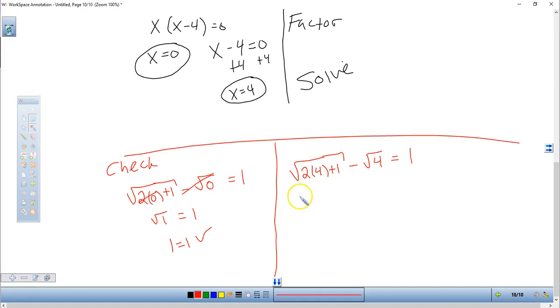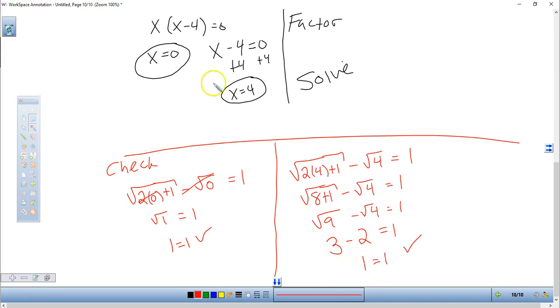Here, 2 times 4, that's 8 plus 1. 8 plus 1 is 9. Square root of 9 is 3. Square root of 4 is 2. 3 minus 2 is 1. So both 4 and 0 are solutions. There are no extraneous solutions in this case.